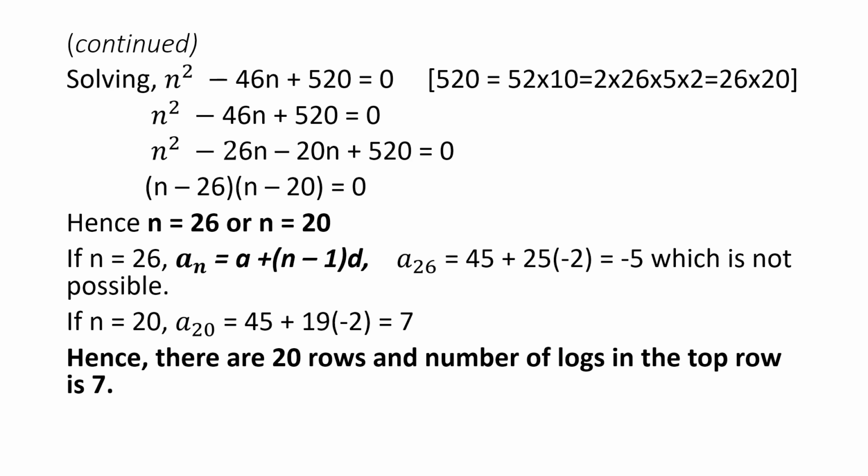Now suppose n is 26, the nth term formula is an is equal to a plus n minus 1 into D. So a26 will be equal to minus 5, which is obviously not possible for the number of logs. So n is equal to 26 is not possible. If we put n is equal to 20, we get the 20th term a20 as 7. Hence there are 20 rows, and the number of logs in the top row is 7.